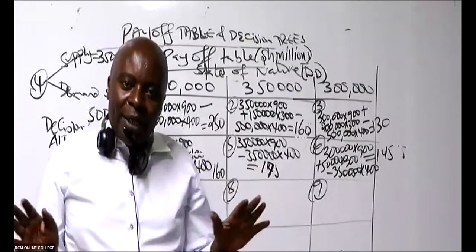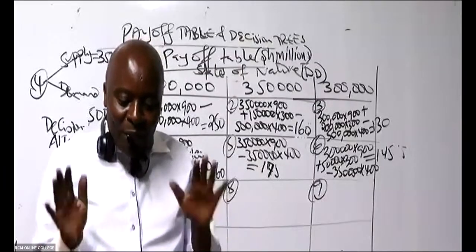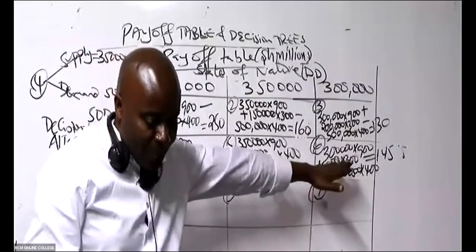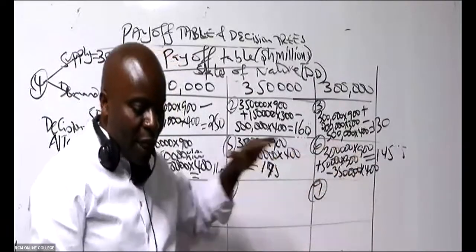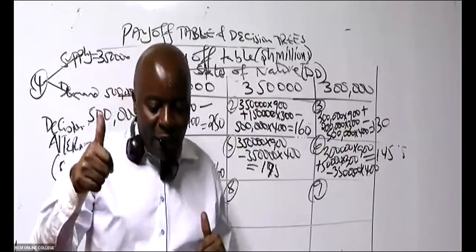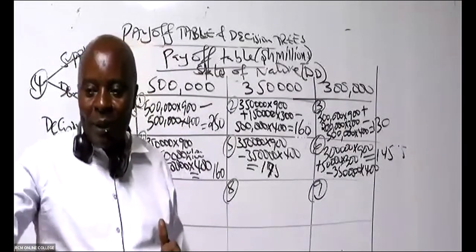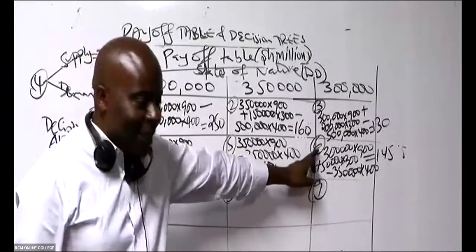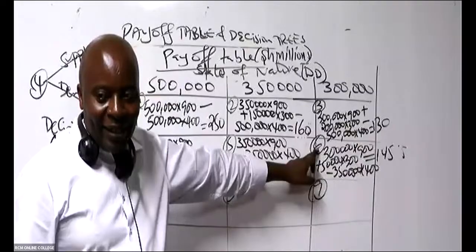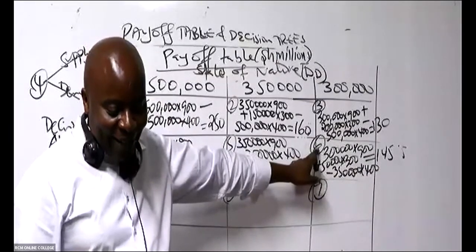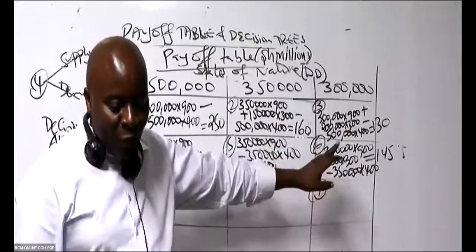Paul, wacha tuelewane kwanza. Tuelewane kwanza hapo Paul, kwamba hapa opportunity cost. Paul amesema sawa. So umepata 145 sasa. Hii hapa number 6. So 145 is correct.